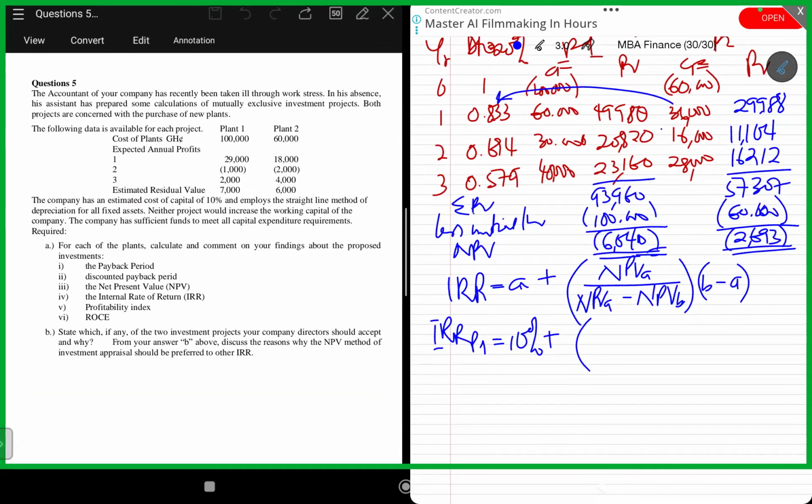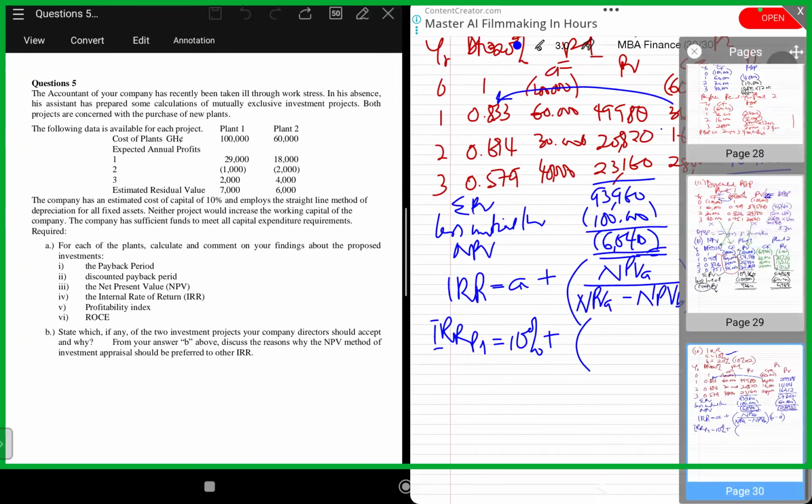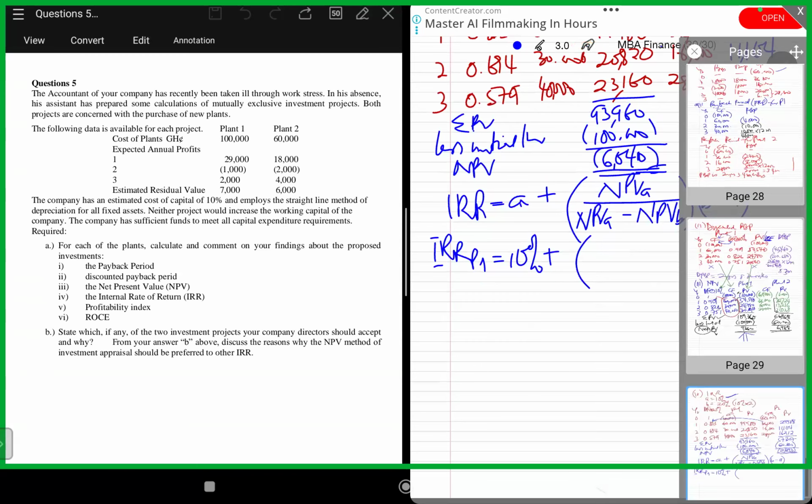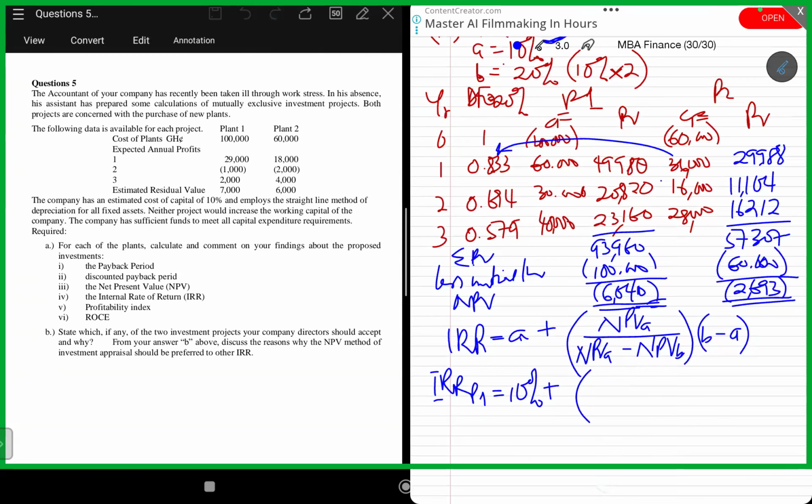When we use 10% for A, what NPV did it give us for plant one? This was the NPV for plant one. Is that correct? Okay. When we use 10%, this was the NPV for plant one, 9360. I was going to ask you to do the next one, but the way you say you don't want to do it.